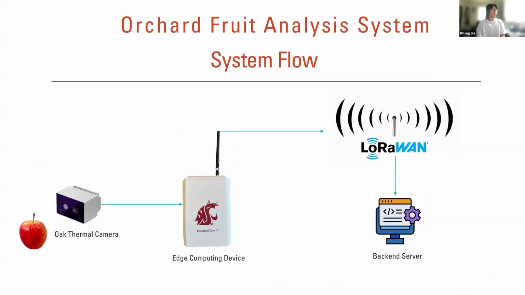And here you can see a very simple system flow of the system. So the OAK thermal camera took two photos of the apple simultaneously, one RGB picture and one thermal picture. It then sent those pictures to our edge computing device, which does all the image processing and gives us all the outcomes that we want, like fruit surface temperature and temperature ranges, like minimum, maximum, and average temperature. It is then transmitted via LoRaWAN to a LoRa gateway and forwarded to a backend server for storage and visualization.